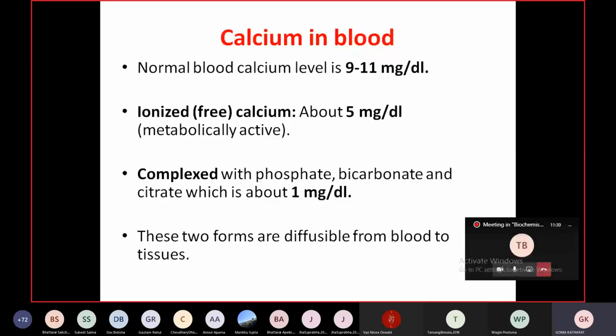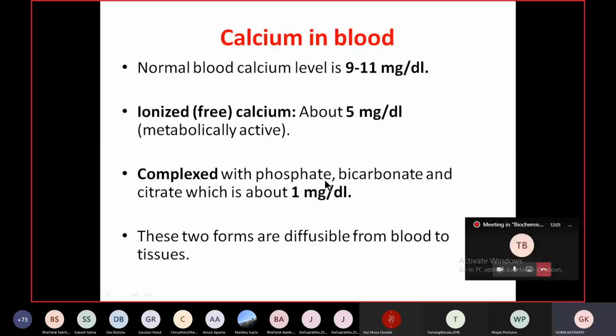So what I said is calcium can be found within cells as well as extracellularly. I'm talking about the extracellular calcium. It can be in three forms. One is free or ionized calcium, about 5 milligram per dl, and it is metabolically active. Next is calcium complexed with phosphate, bicarbonate, and citrate, about 1 milligram per dl. Both of these forms are diffusible from the blood to the tissue.